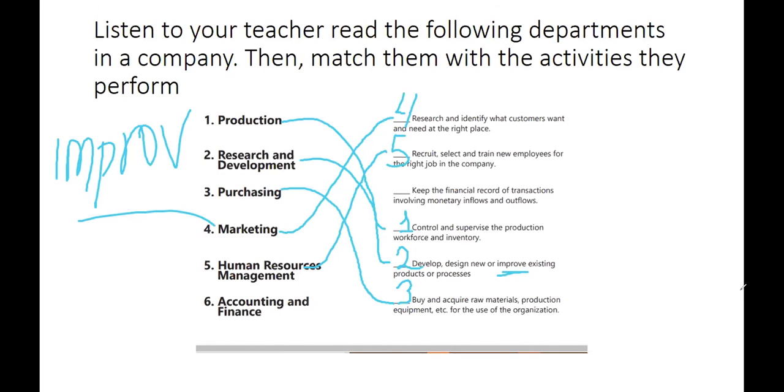Employees, teacher. Y la primera dice recruit. ¿Cómo se pronuncia? Recruit. Como que es una K. Exactly. Recruit. Very good. Company. Okay. Number six, Abel.